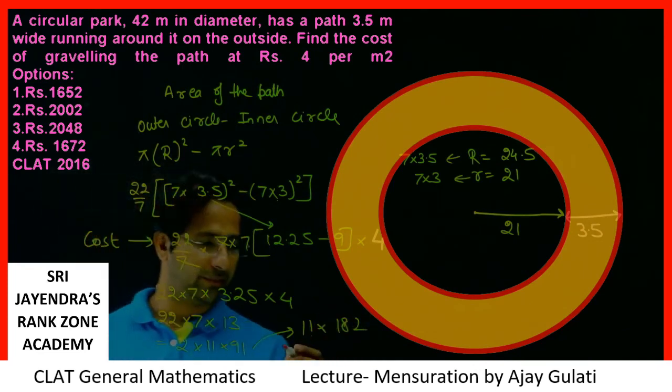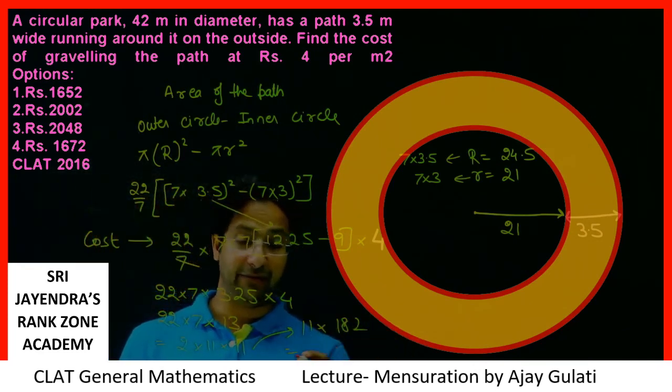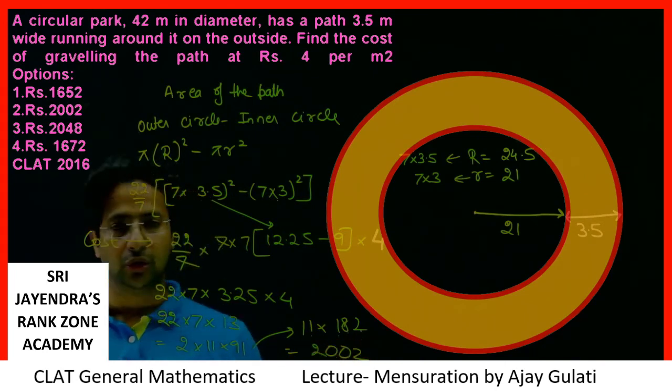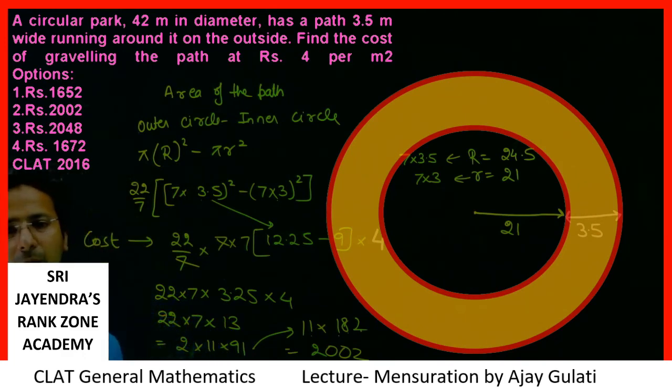Okay, now multiply this. Anything multiplied with 11, it's easy, right? First of all, write this 2. 2 plus 8, 0. 1 carry. 8 plus 1, 9. Again 0. 1 carry. 2, 0, 2. Yes, option number 2 is your answer, my dear students. Kindly note it down.